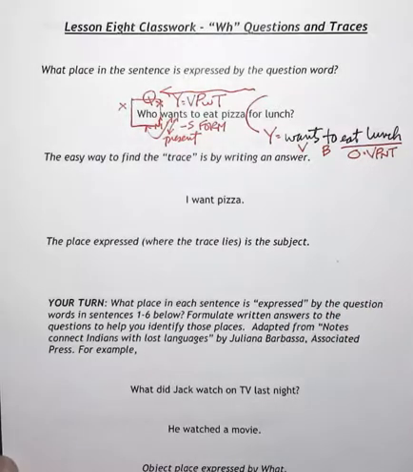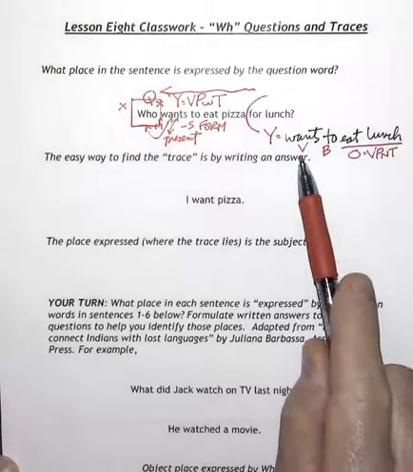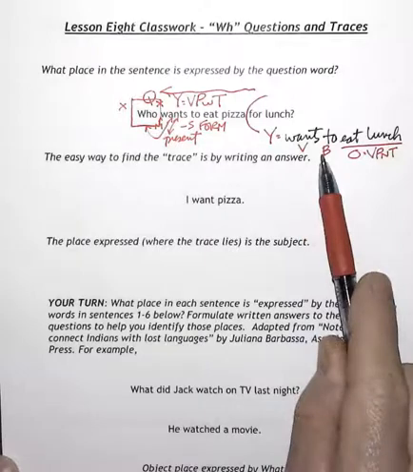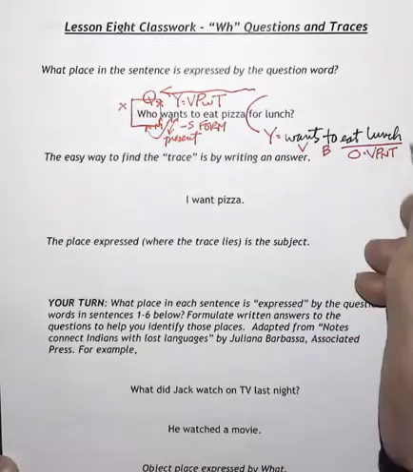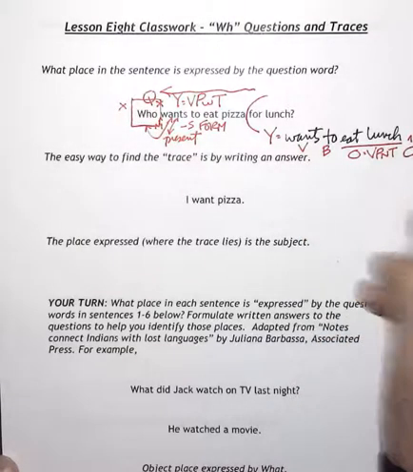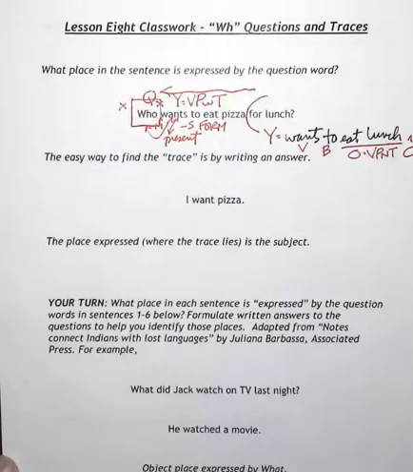Now, what place is expressed by who? Well, it looks like the verb wants is here, the particle's here, the object's here. The complement place is empty. It's really not necessary. Actually, if we wanted to, we could put for lunch in the complement place too. That would be possible. So I wonder, what's the answer to this question?